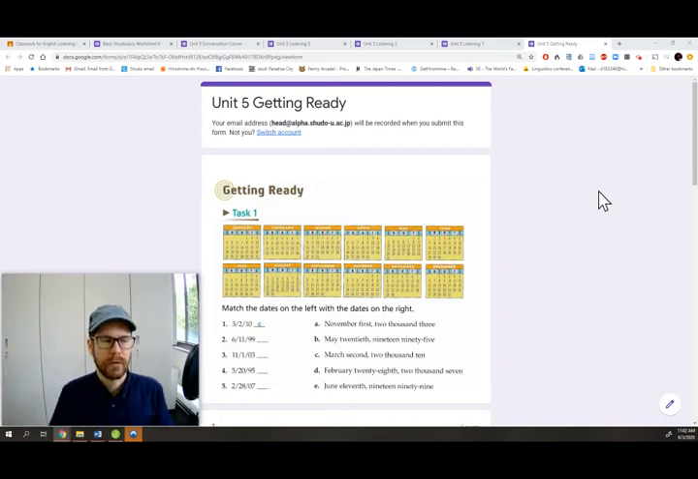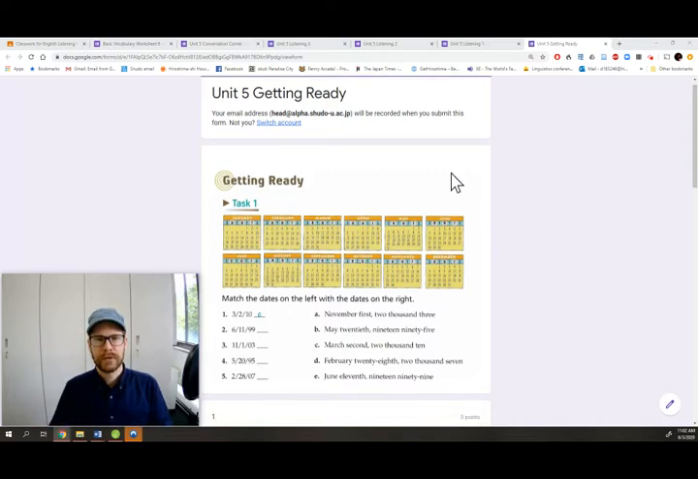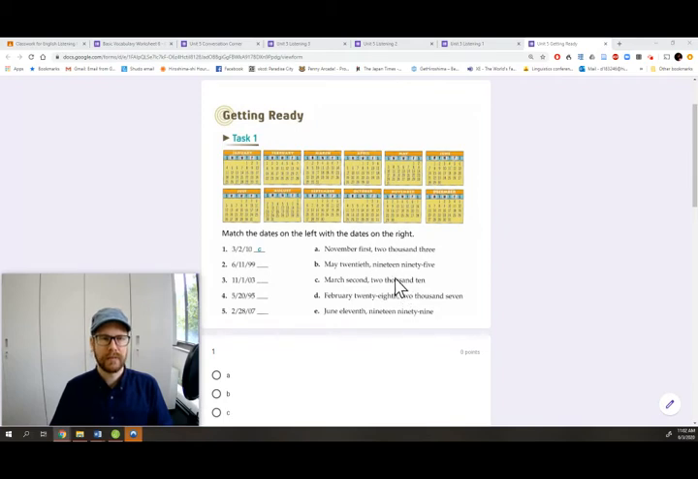Hello. I'm going to explain how to do the Unit 5 activities. So, the theme of this unit is dates, or when something happens. So, first, we look at the getting ready.